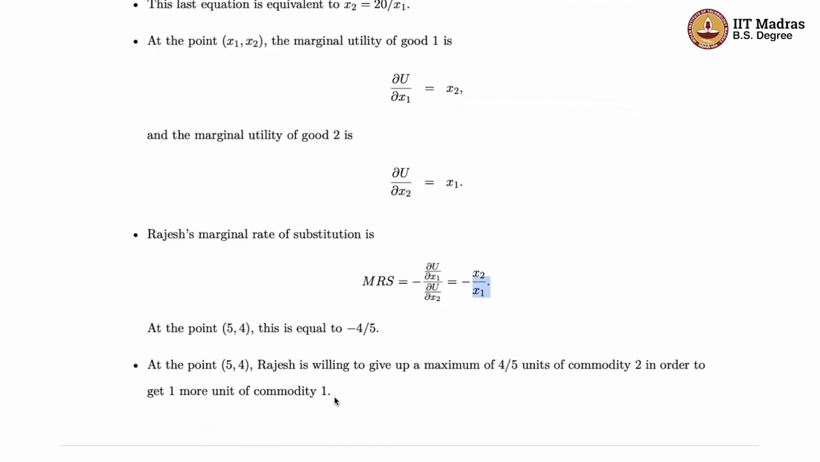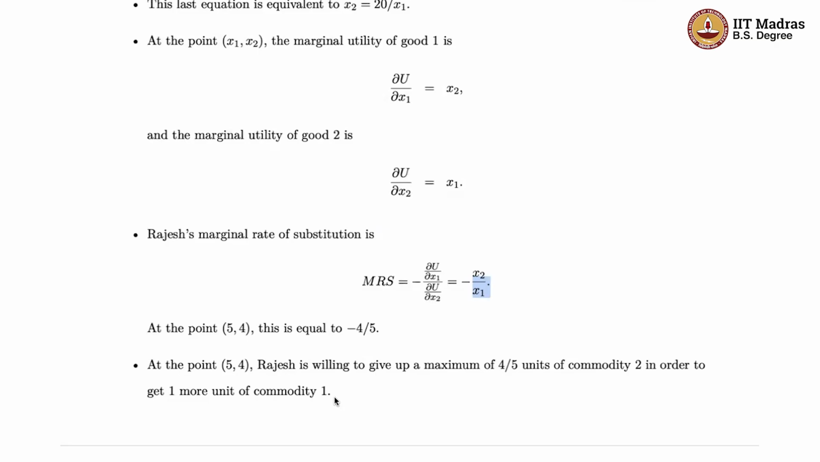Now, this is a bit trickier concept compared to the slope of the budget line. When you were looking at the slope of the budget line, what it was telling you is that if Rajesh wants to get one more unit of, let's say, commodity 1, how many units of commodity 2 does he have to give up, right? This is determined by market prices. And so we have to look at the price, the budget line, and so on.